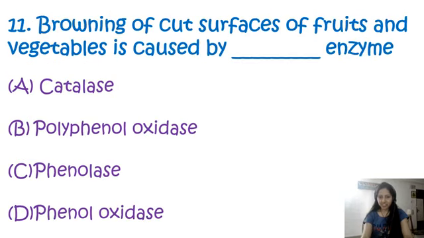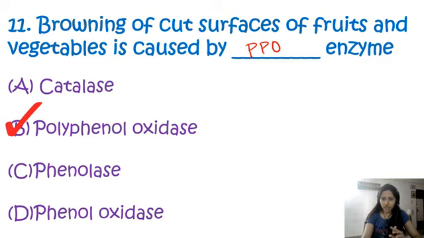Next. Question number 11. Browning of cut surfaces of fruits and vegetables is caused by which enzyme? So options are catalase, polyphenol oxidase, phenolase or phenol oxidase enzyme. So the correct option will be option number B, that is polyphenol oxidase enzyme, also written as PPO. This enzyme catalyzes the oxidation of phenolic compounds present in the tissues of fruits or vegetables, and it leads to the formation of a brown pigment, which is known as melanin. This enzymatic reaction occurs when the plant tissues are damaged or cut and the enzyme is exposed to its substrate. Okay, so the correct option will be B, that is polyphenol oxidase enzyme.